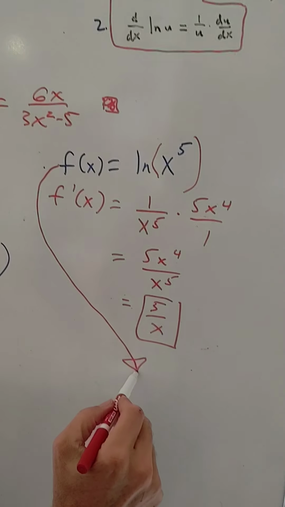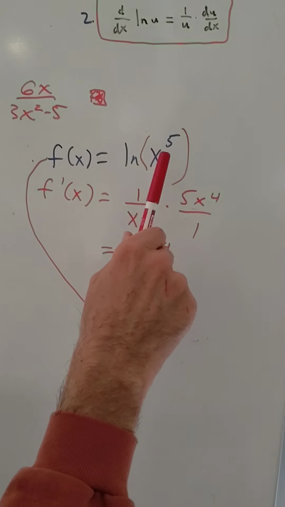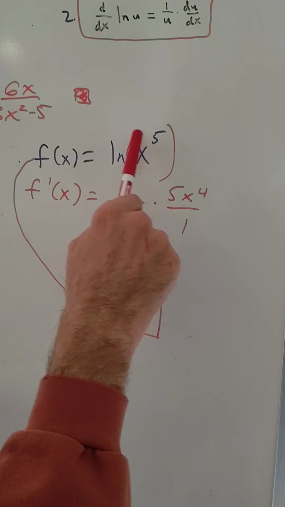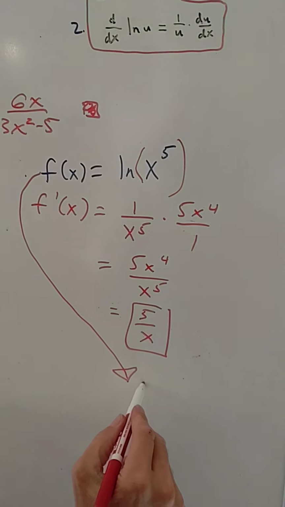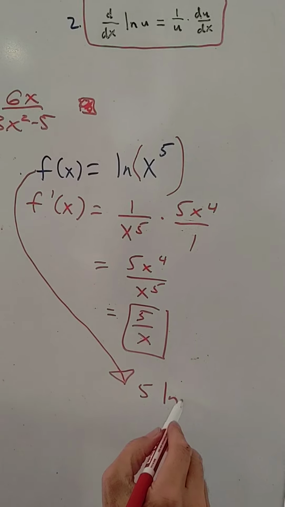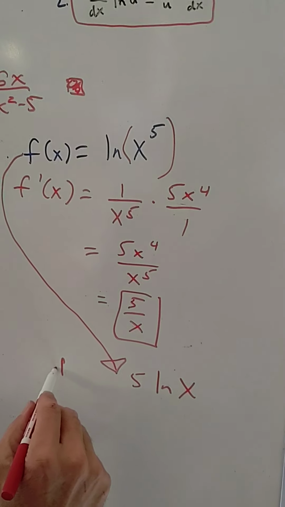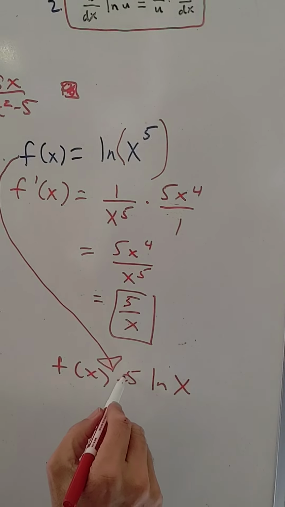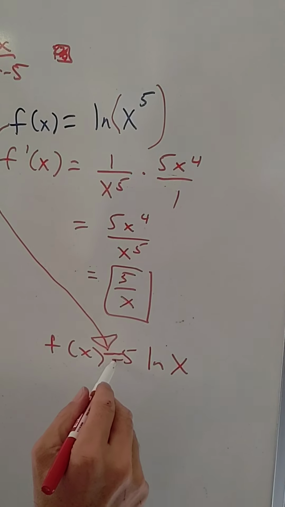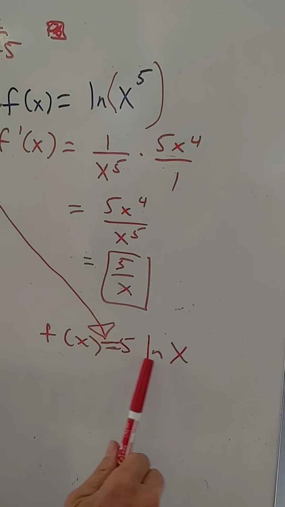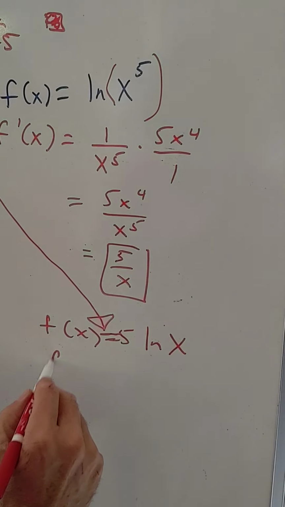Well, we should get the same exact answer. So by property of logarithms, this exponent can come down. So I get 5 times the ln of x. That's what f of x is equal to. So by property of logs, f of x is equal to 5 times the ln of x. And now we're ready for the derivative.